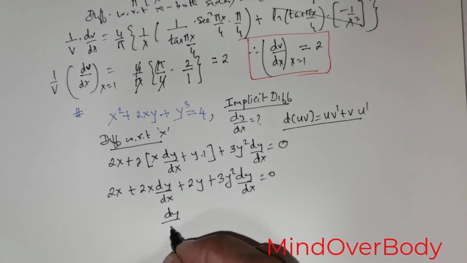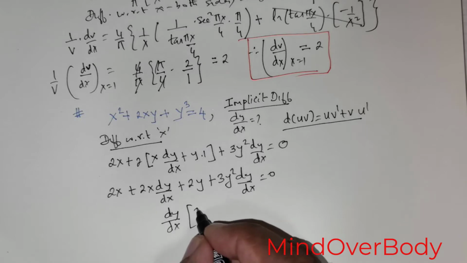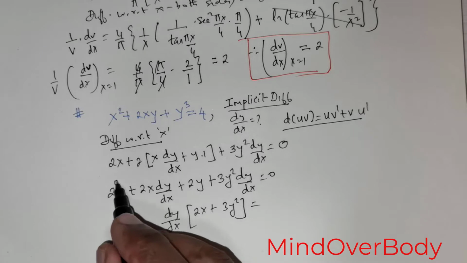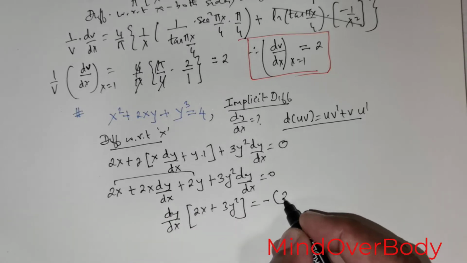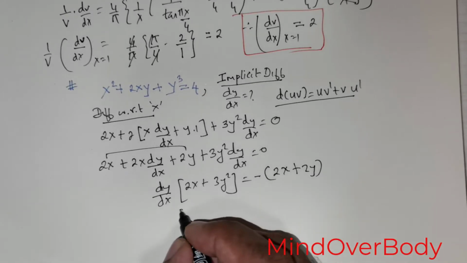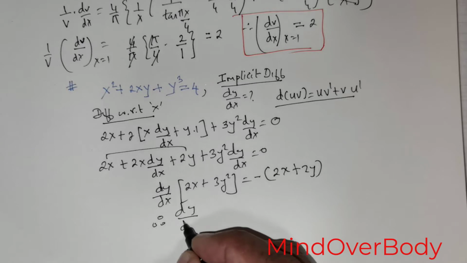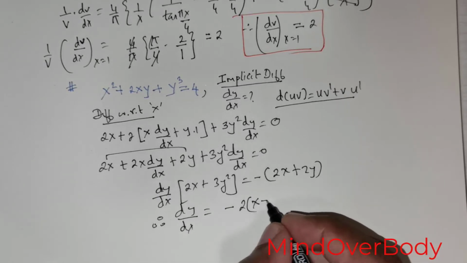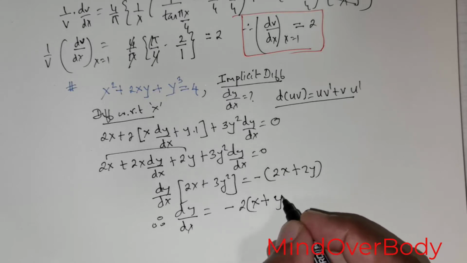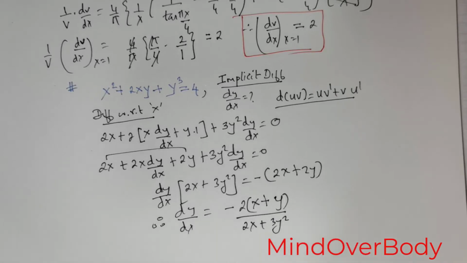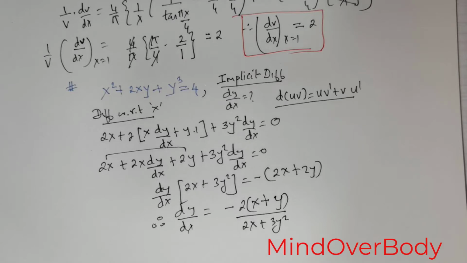So from here dy over dx of 2 times x positive 3 times y squared is equal to, I want to push these two terms on the other side, so it's going to be negative of 2 times x positive 2 times y. So I need only dy over dx. So therefore dy over dx is equal to negative, 2 can be taken out if you want. So x positive y divided by 2 times x positive 3 times y squared. So this is what our dy over dx looks like.